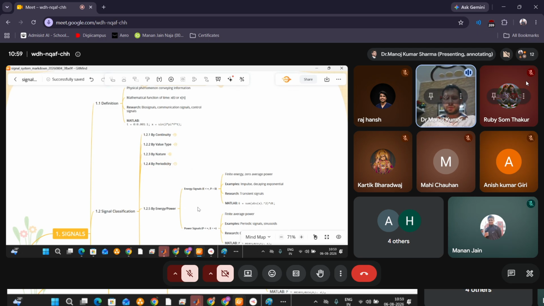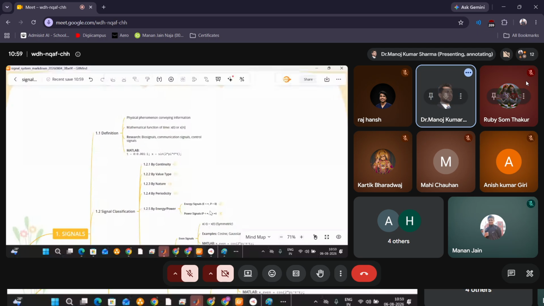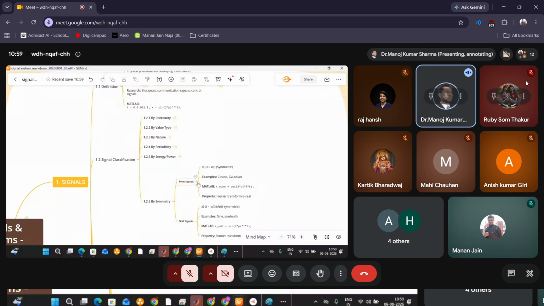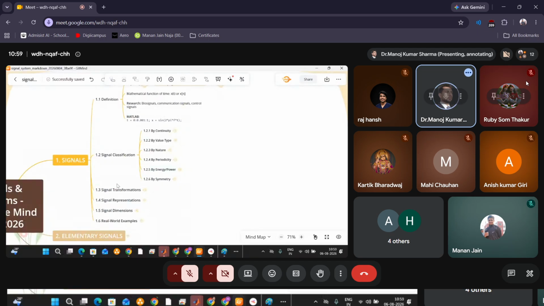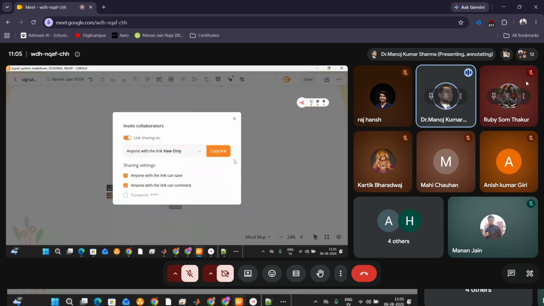And on the basis of energy and power, we have energy signal and power signal. Some characteristics are here. And on the basis of symmetry, we can have even signal and odd signal. So today we have covered this classification of signals on the basis of these six parameters, right? I will share this with you, no problem in that.